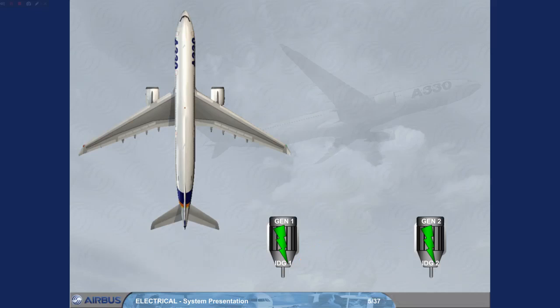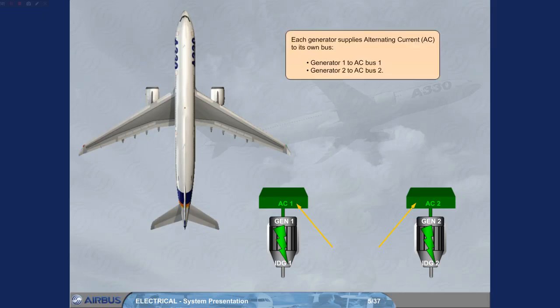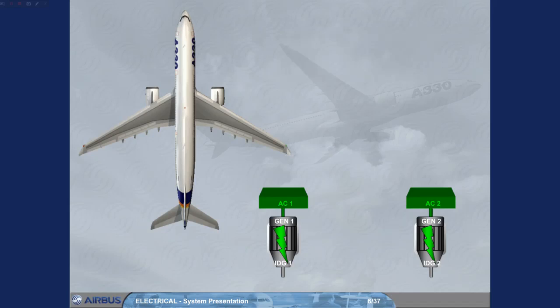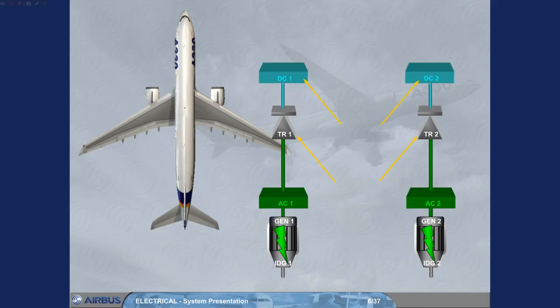Each generator supplies alternating current, AC, to its own bus. Generator 1 to AC bus 1, generator 2 to AC bus 2. Each AC bus supplies its own transformer rectifier, TR. AC bus 1 to TR1. AC bus 2 to TR2. The TR convert alternating current into direct current, DC, to supply their associated DC buses, DC1 and DC2.